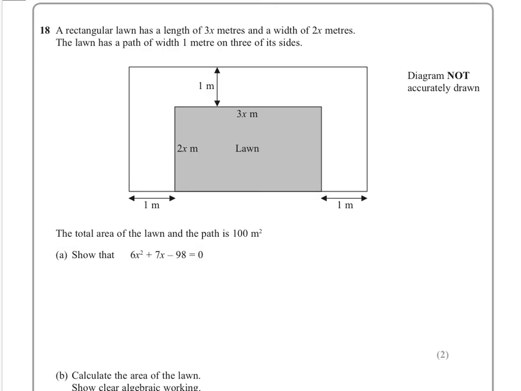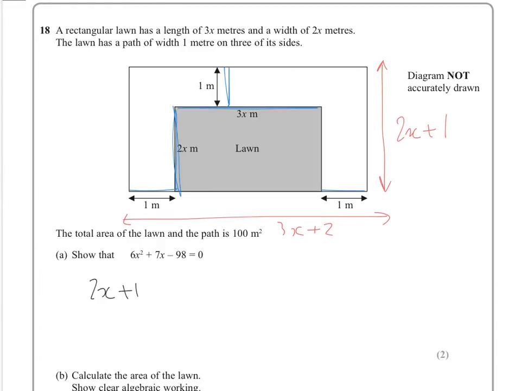So if the total area of the lawn and the path is 100 metres squared, show that 6x squared plus 7x minus 98 equals 0. Let's think about the lengths of the entire rectangle. So this length is going to be 2x plus 1. And horizontally, well, we've got 3x plus 2. Okay, so to work out the area, I can do 2x plus 1 times 3x plus 2.